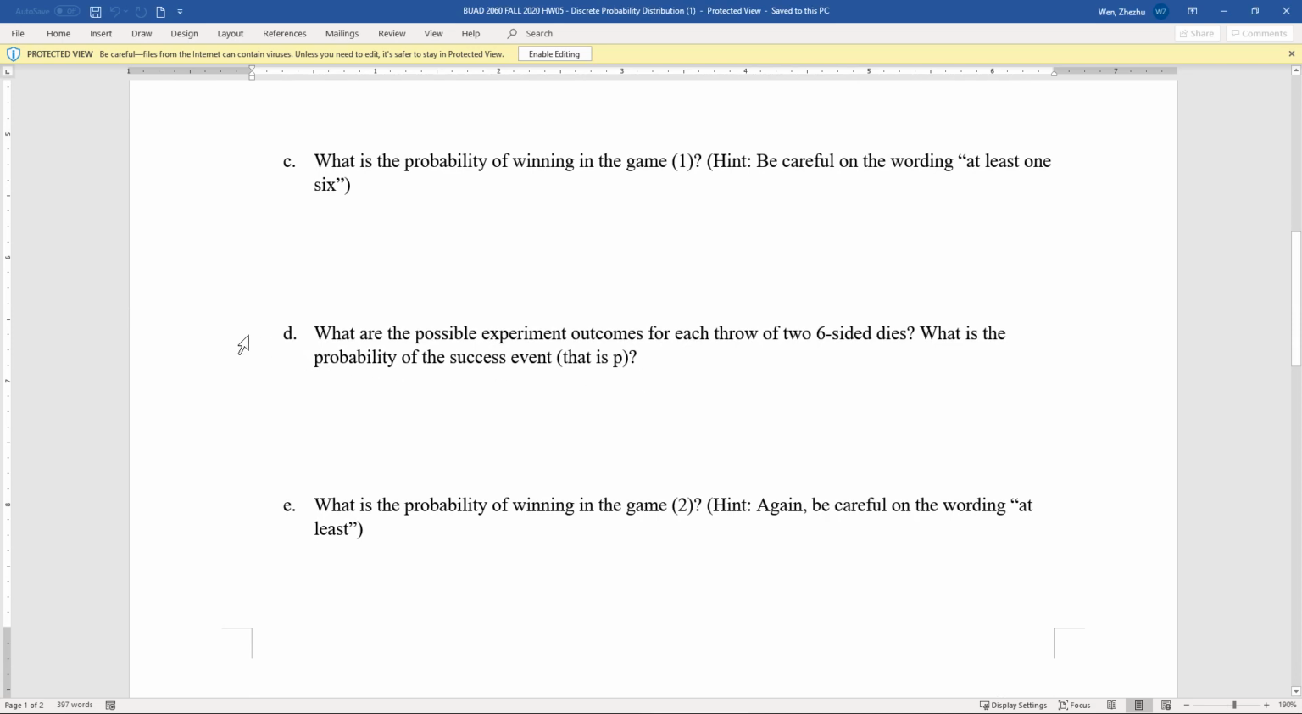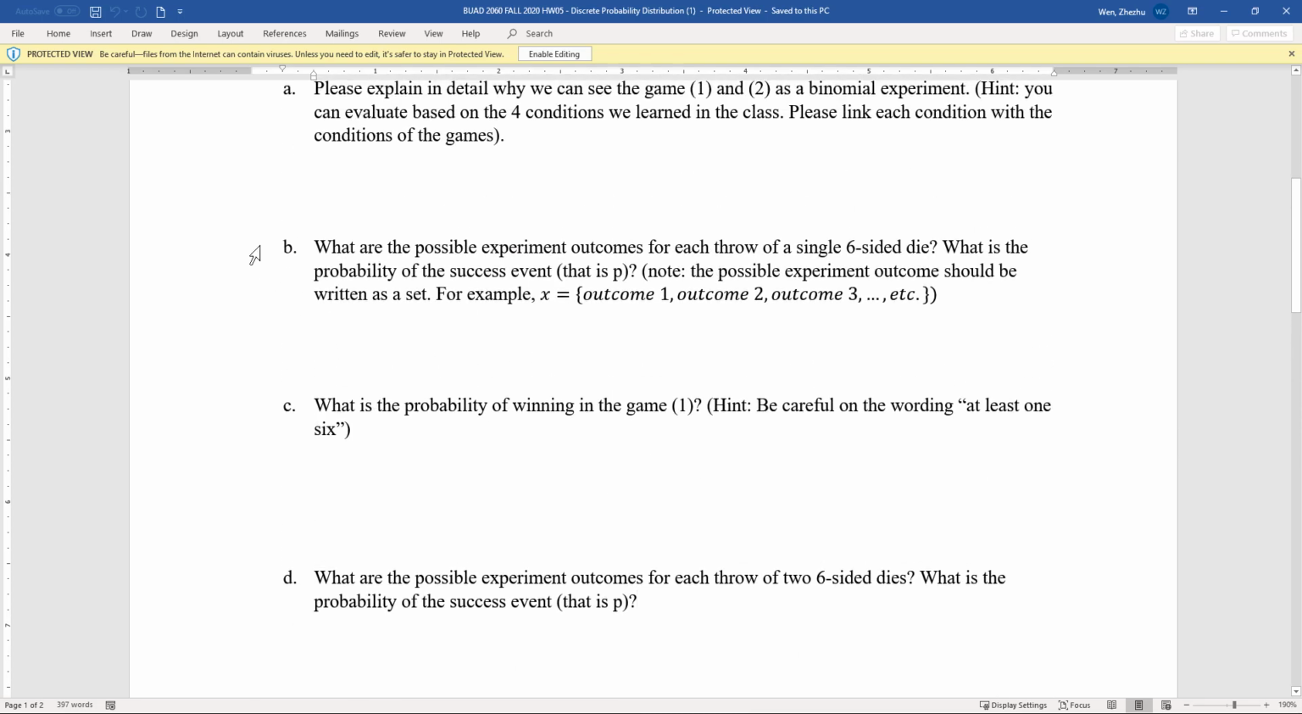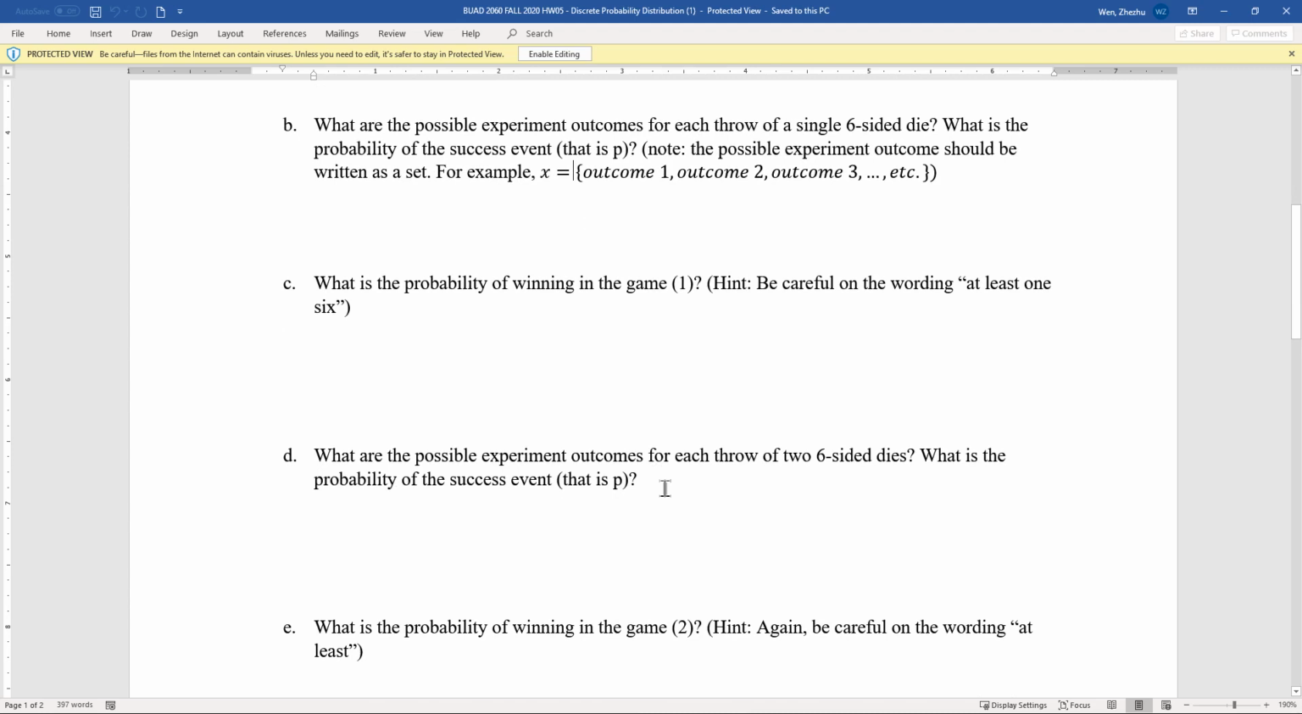And what are the possible experimental outcomes for each throw of 2 6-sided dice? So you also need to repeat things you have done in here. They kind of define the outcomes as the format of sets. So the purpose of question B and D is actually helping you to think what is the chance of success in this particular game.